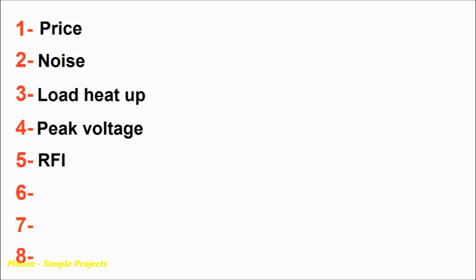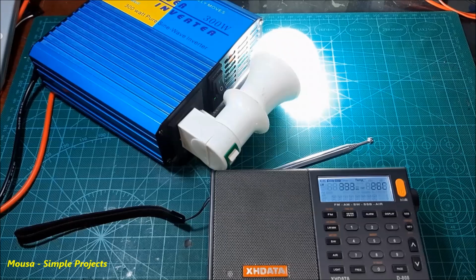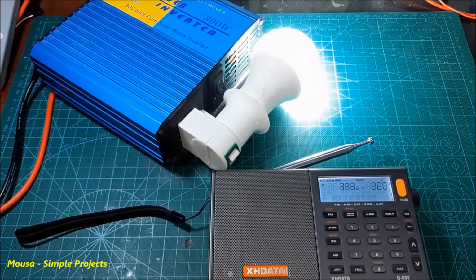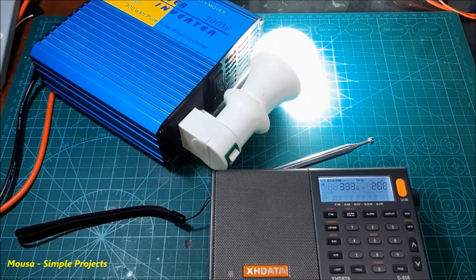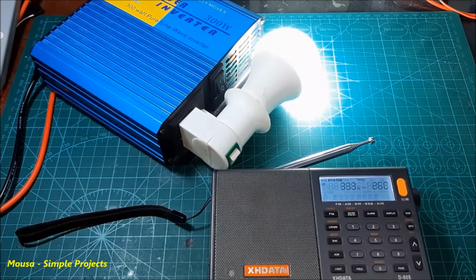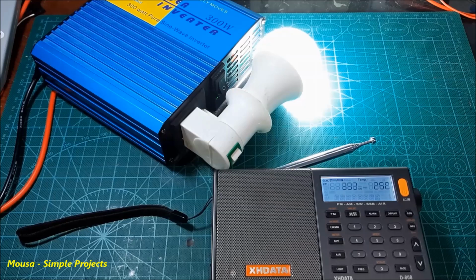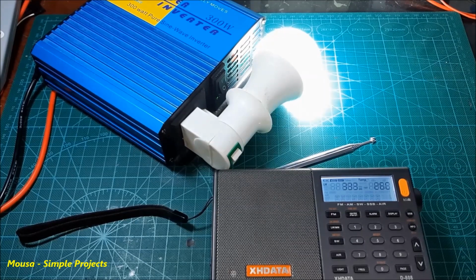The next property is RFI. RFI stands for radio frequency interference. It is some radiation that causes noise on your radio. First, I run a 15-watt LED lamp by using pure sine wave inverter. Then I set my radio to LW 333 kHz and I put the radio close to the inverter. In this case, I can't hear any significant noise from the radio.